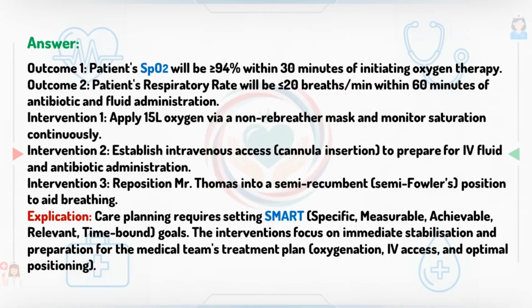Intervention 2. Establish intravenous access, cannula insertion, to prepare for IV fluid and antibiotic administration. Intervention 3. Reposition Mr. Thomas into a semi-recumbent, semi-Fowler's, to aid breathing. Explanation. Care planning requires setting SMART, specific, measurable, achievable, relevant, time-bound goals. The interventions focus on immediate stabilization and preparation for the medical team's treatment plan: oxygenation, IV access, and optimal positioning.